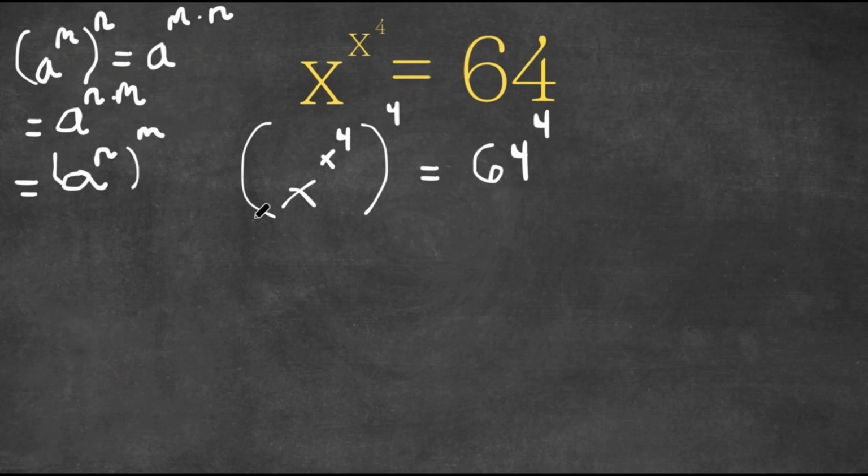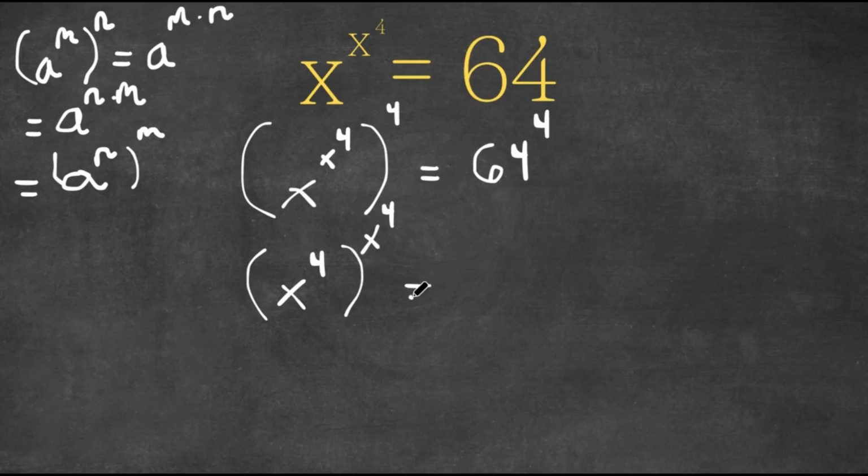So right here, as you see, we have x to the power of x to the power of 4, to the power of 4. Think of x to the power of 4 as m and 4 as n. I could actually switch the places of these two, meaning I could rewrite this as x to the power of 4 to the power of x to the power of 4.